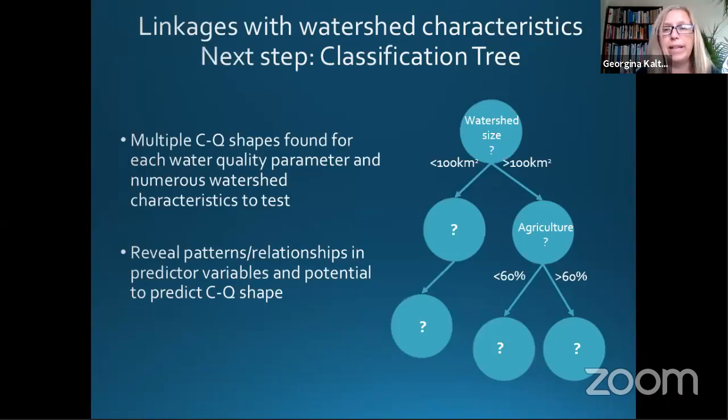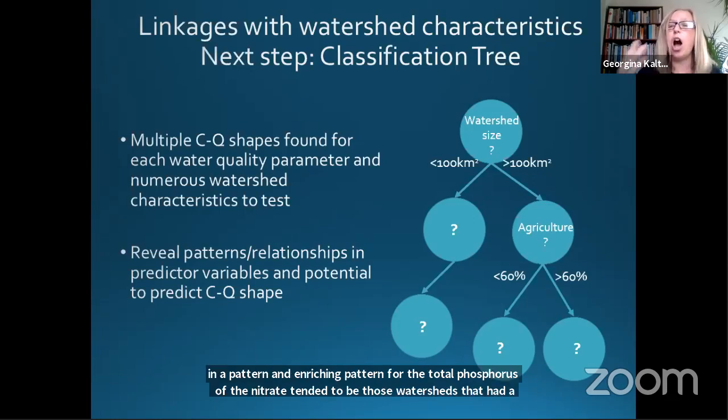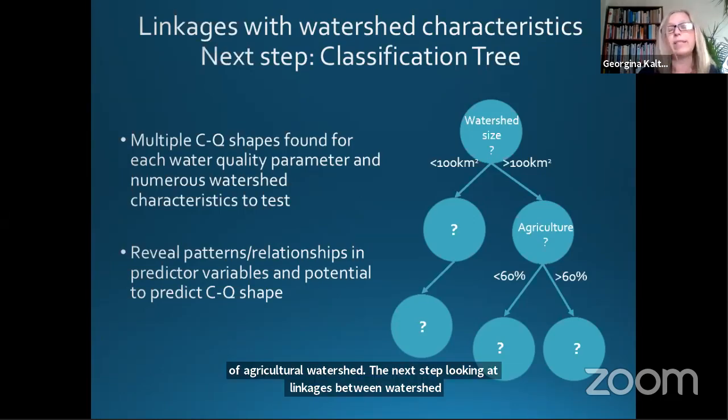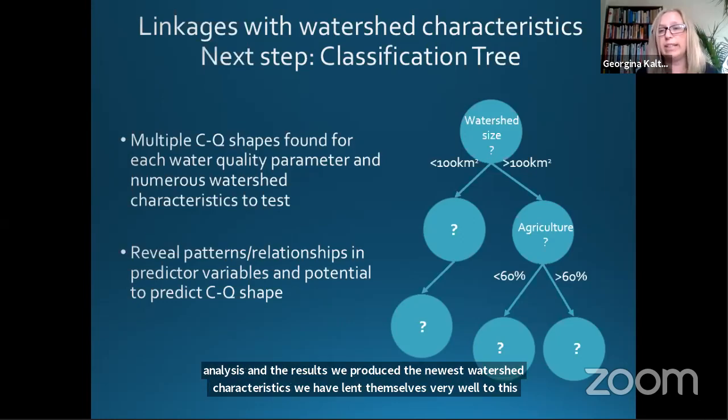Now, the next step in our analysis of looking at linkages between watershed characteristics and the CQ shapes is to do a classification tree analysis. The results that we've produced and the numerous watershed characteristics that we have lend themselves very well to this type of analysis. It's one thing to look at individual characteristics one by one, but what would be even more informative is to look at the combination of factors that could potentially classify and predict CQ shapes.